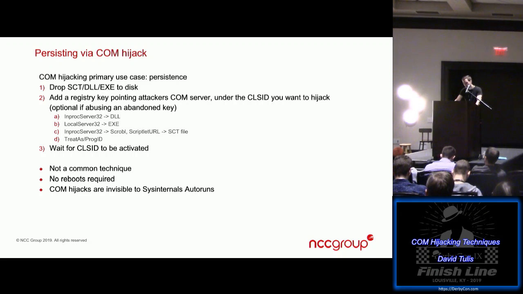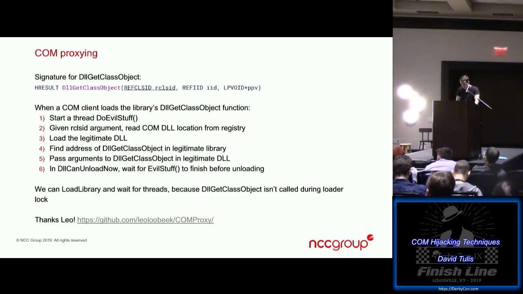This technique is also interesting because COM hijacks are not detected by the Sysinternals Autoruns tool, which is a very popular forensics tool. So just last week, my friend Leah released a really cool piece of code. So if you look at the signature of DllGetClassObject, this contains an argument for the object's class ID.